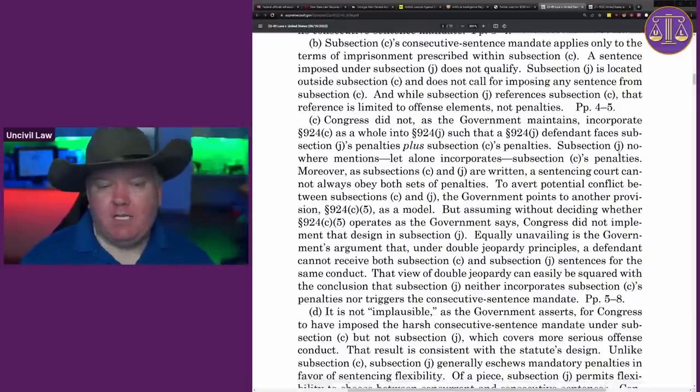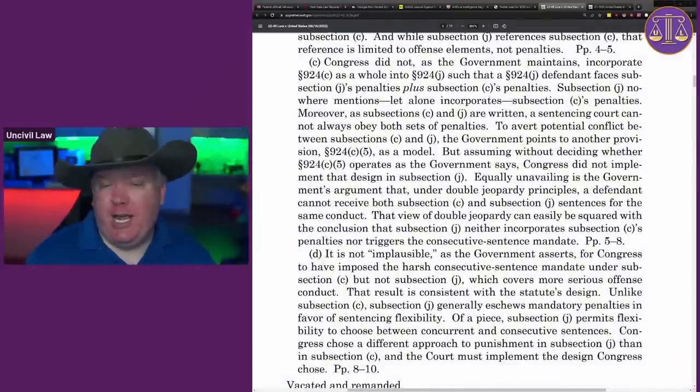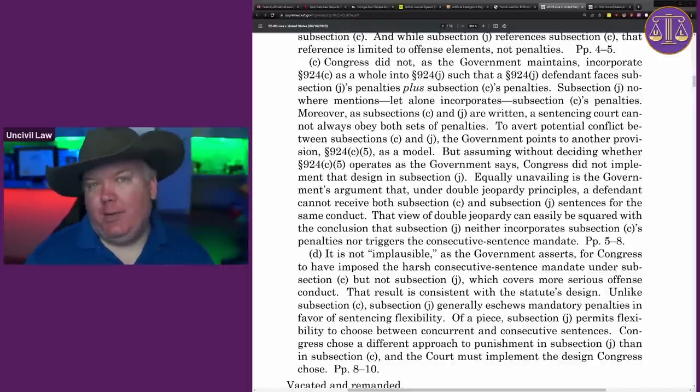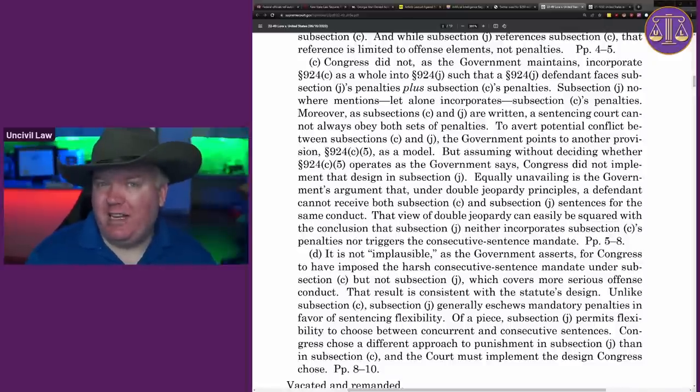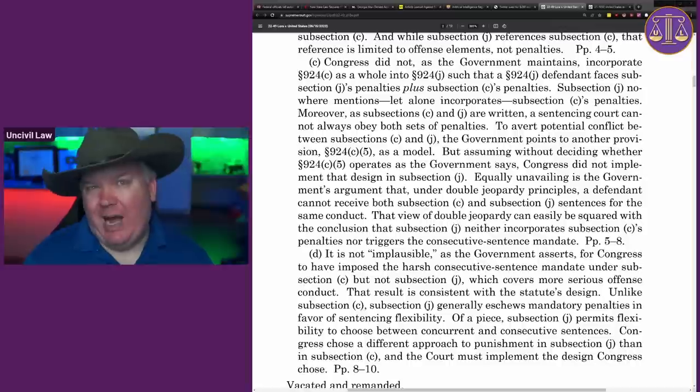Okay, fine. Congress did not, as the government maintains, incorporate section C as a whole into J, such that J defendants face subsection J penalties plus subsection C penalties. That would be a little bit weird, right? Subsection C carries its penalties with a mandatory on top. Subsection J also covers mandatory penalties without saying. If subsection J fully incorporates subsection C, that would mean you get subsection J penalties plus, additionally, all of subsection C's penalties, even though you violated only one subsection. This isn't a person who violated both subsection C and subsection J separately, which is certainly possible. This is a person who only violated J. That's the conceit. And so if you say J includes C, then you're getting double whacked, which probably isn't what Congress wanted, because why would they write it that way? Okay.